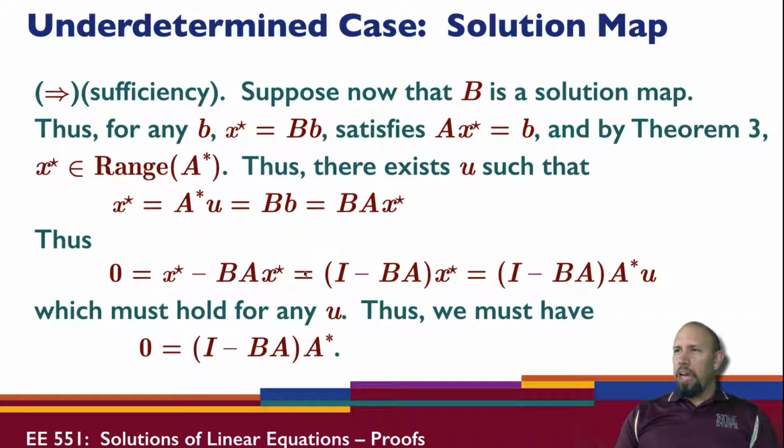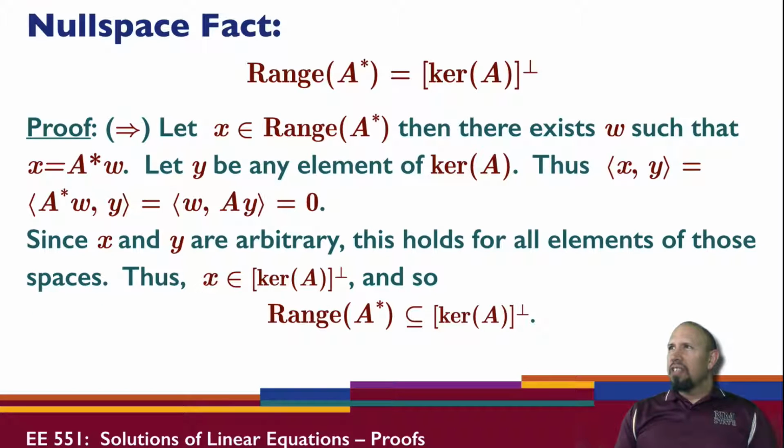Okay, like we had before. So, boom, proved. Now, what about this null space fact? Is in fact the kernel of A orthogonal complement really the range of A adjoint? Let's find out.